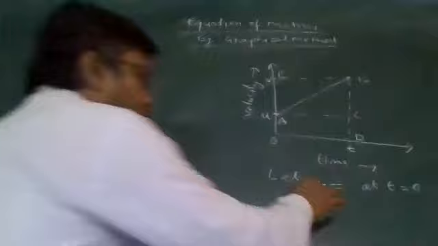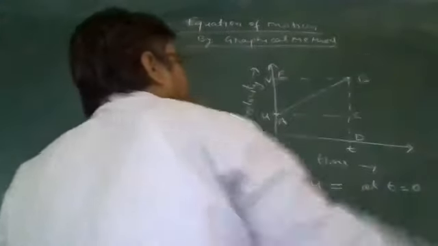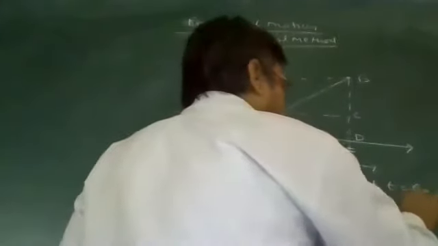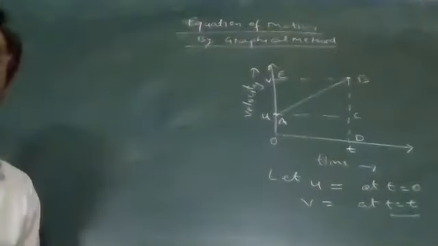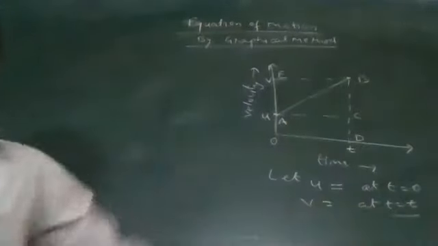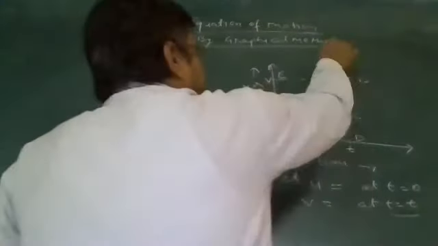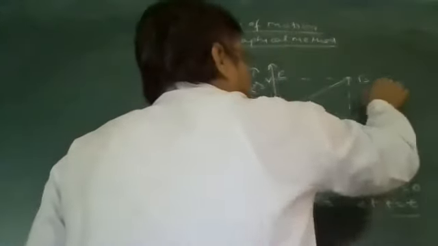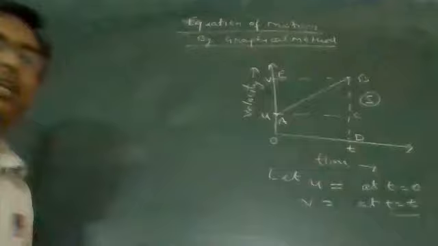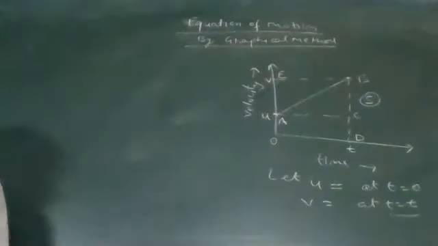Now v is the final velocity at t equals t. When time is t, the final velocity is v. And s is the distance covered. Let s be the distance covered in time t.